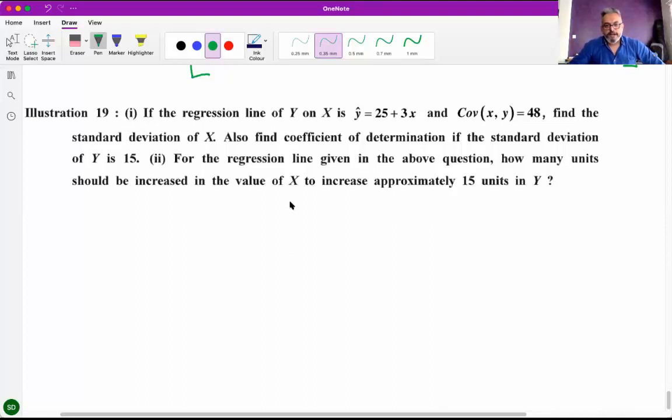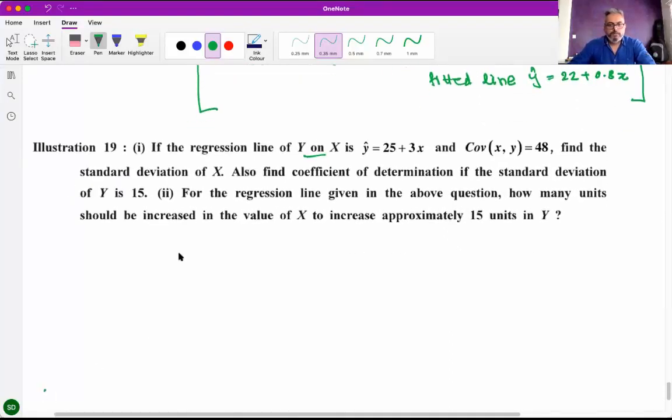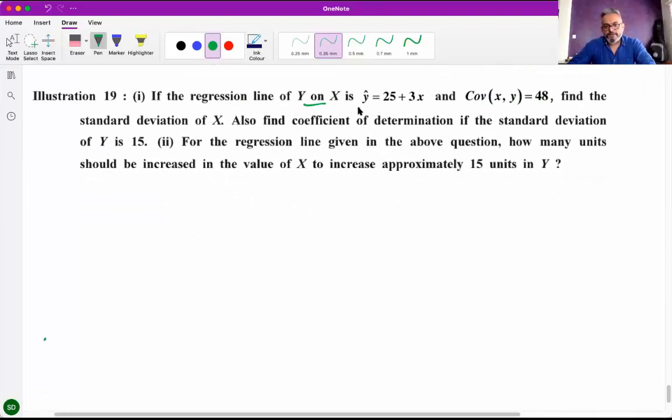If the regression line of y on x is y cap is equal to 25 plus 3x, covariance x comma y is 48. Find the standard deviation of x. Also find coefficient of determination if the standard deviation of y is 15. Close your textbook please. Please close your textbook and try to understand the concept.